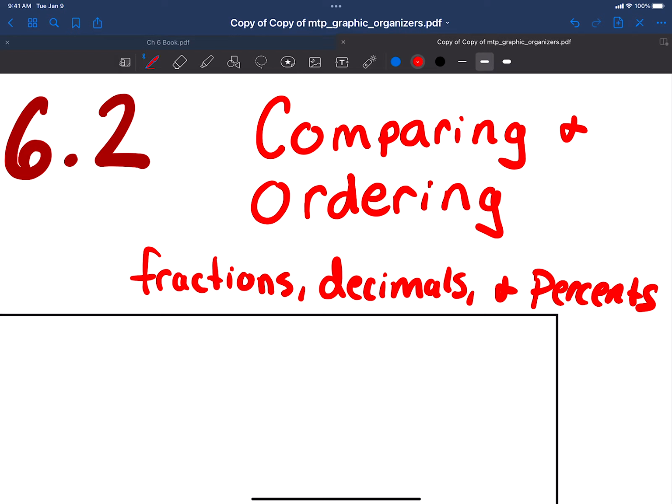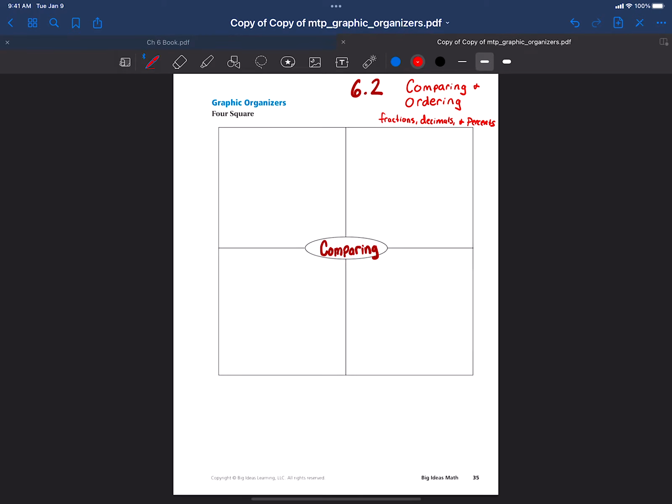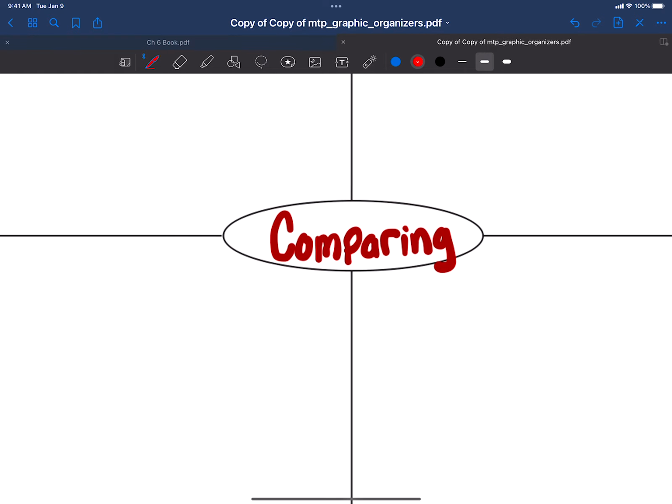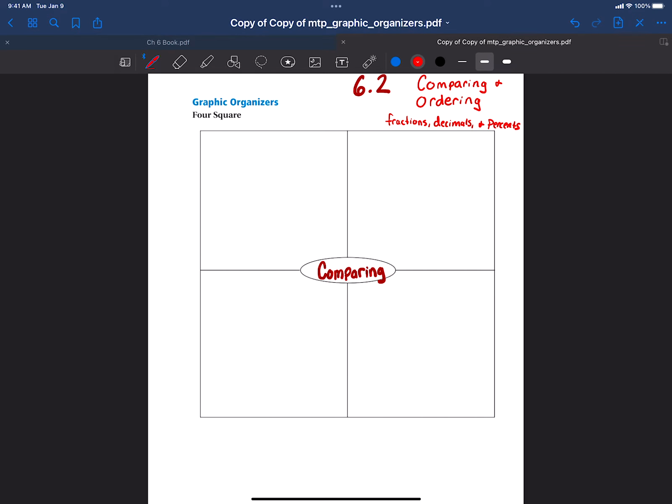Okay, so this section is actually very easy. Go grab this graphic organizer. You can write the word comparing in the middle. And basically what I'm planning on doing for this graphic organizer is just to show you how you can turn everything back into something similar. So what I mean by that is, what if I gave you a huge list of fractions, decimals, and percents all mixed up together, and I wanted you to order them or compare them to tell me who's bigger than who? The best thing to do is to change all of them into the same thing, okay?